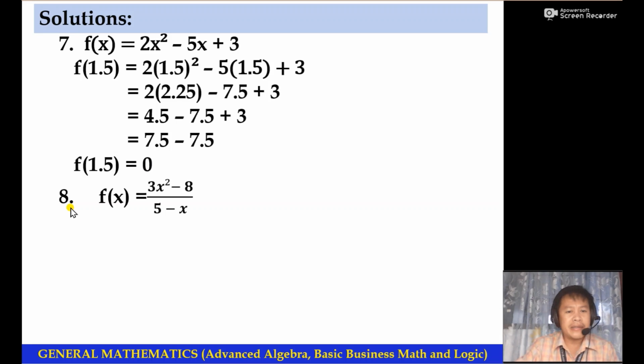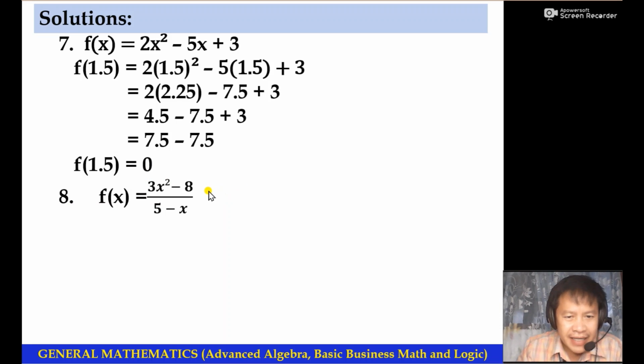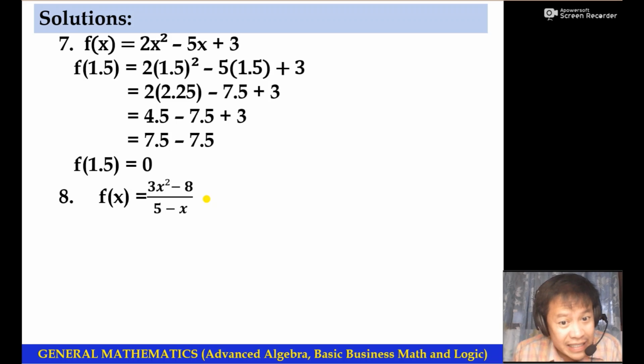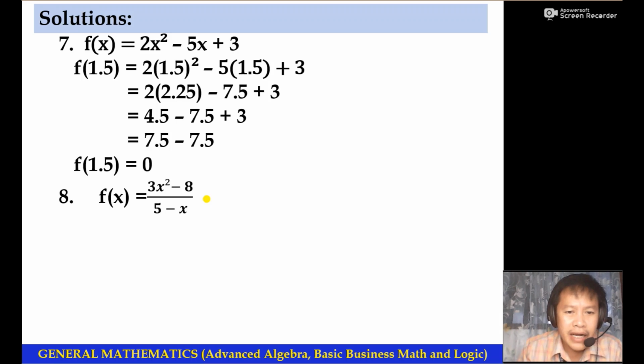Okay, number 8. This is a rational function. How can we say that? How can you identify that a function is rational? If we have a denominator with variable x. If our denominator does not contain variable x, it is not a rational function. And that will be in the next chapter. We will be dealing with rational functions. At least you have already an idea of what a rational function is. It is a function with a denominator containing at least one variable x.